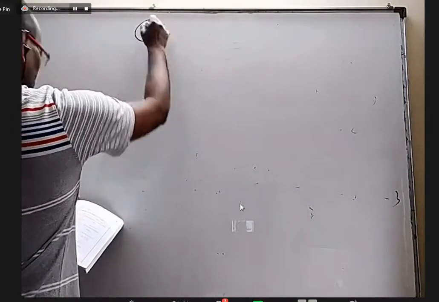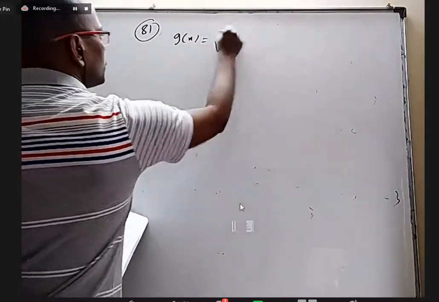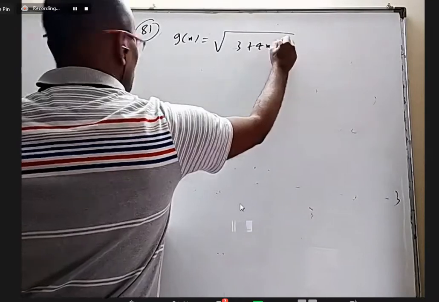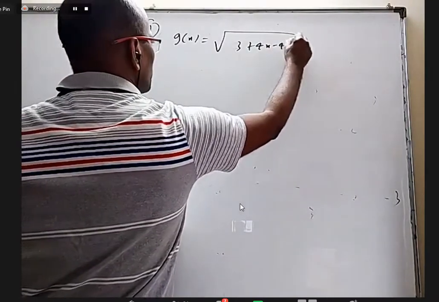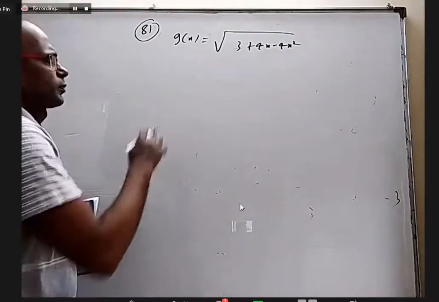Okay, 81. Square root of 3 plus 4x minus 4x square. First of all, let me find the domain of g of x. Then we'll talk about g of f of x.